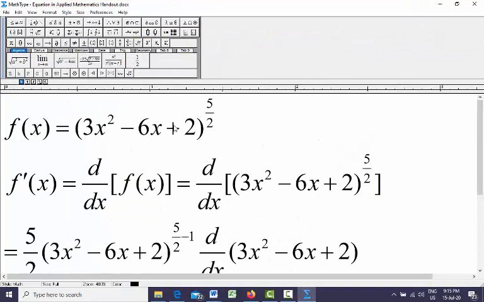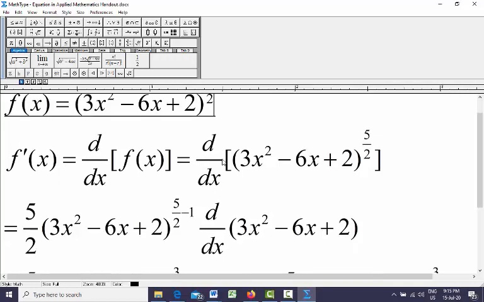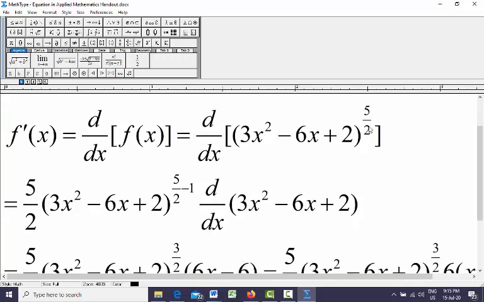So we have this one. It's similar to before. You need to process the power first. If you want to do differentiation of this one, you need to process the power first. So we will bring the power first, and from the power we will deduct 1, and then we need to do differentiation of the inside material.